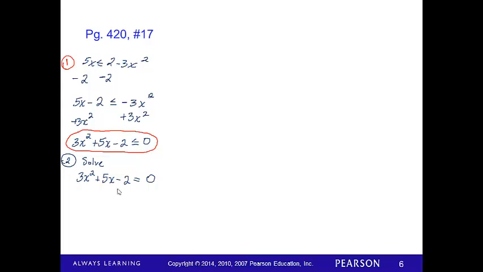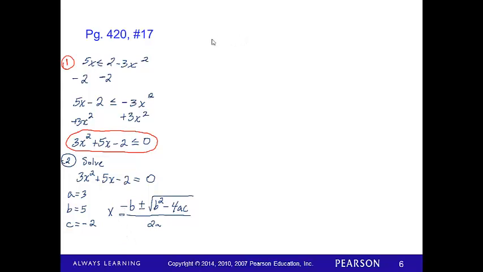So for this one, I am going to use the quadratic formula just in case some of us aren't comfortable with factoring. So a is equal to 3, b is 5, and c is negative 2. Then we get negative b plus or minus the square root of b squared minus 4ac all over 2a. And this will give us our x's.